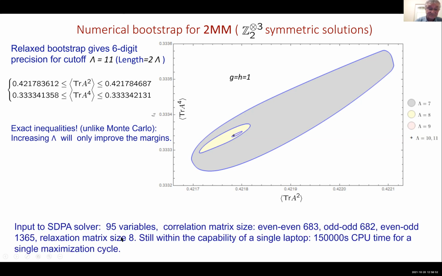Here are some data for the input to the SDPA solver. I never used this solver, only Mathematica, but Zechuan, who uses it, says that there are two kinds of solvers, A and B, and this one appears the most performant. You see 95 variables, namely moments. Sizes of the correlation matrix are given here. And it needed, as far as I remember, 3-4 days. But 6 digits are difficult to achieve with Monte Carlo. So I think maybe we've done it better, at least with a single laptop, than Monte Carlo will do. We'll see.